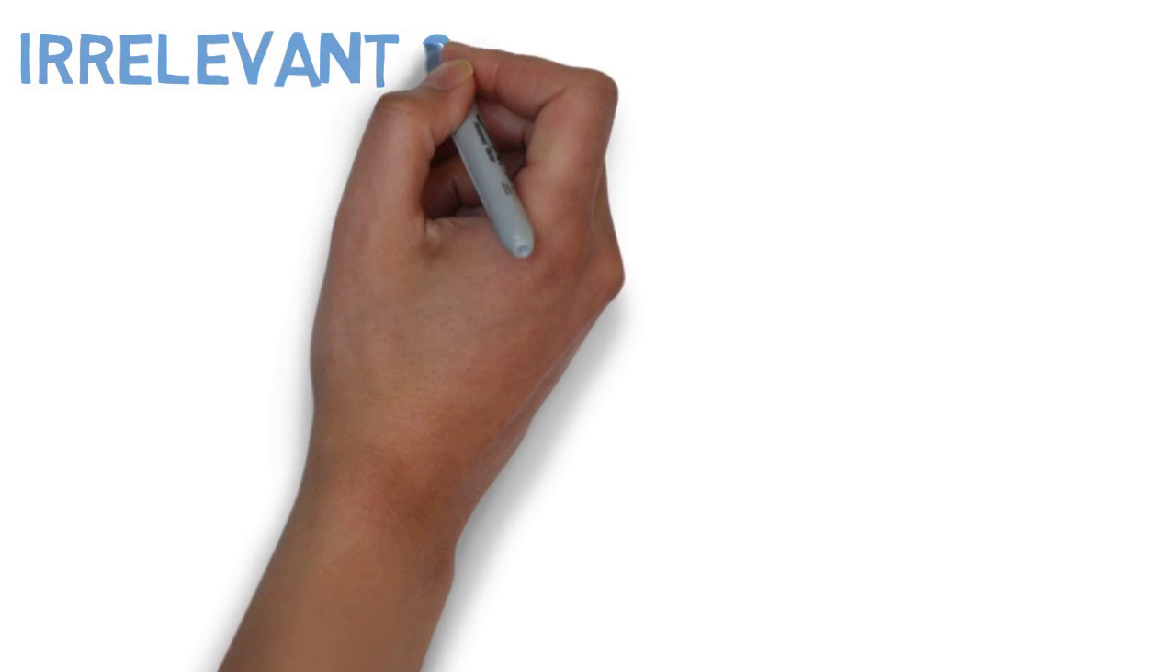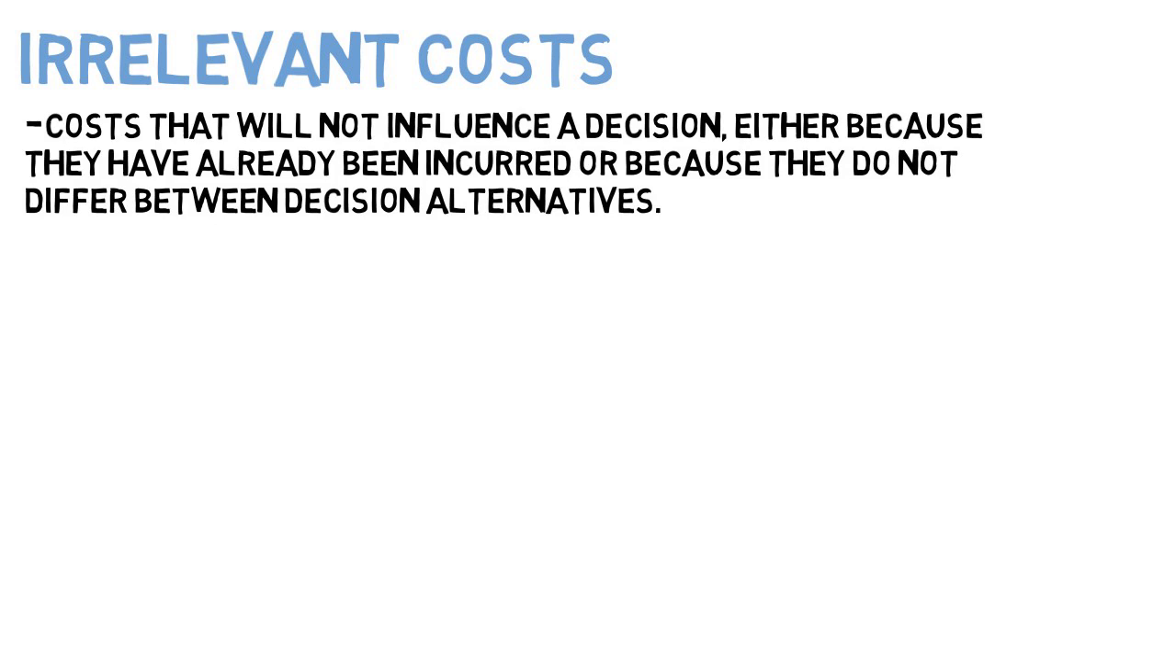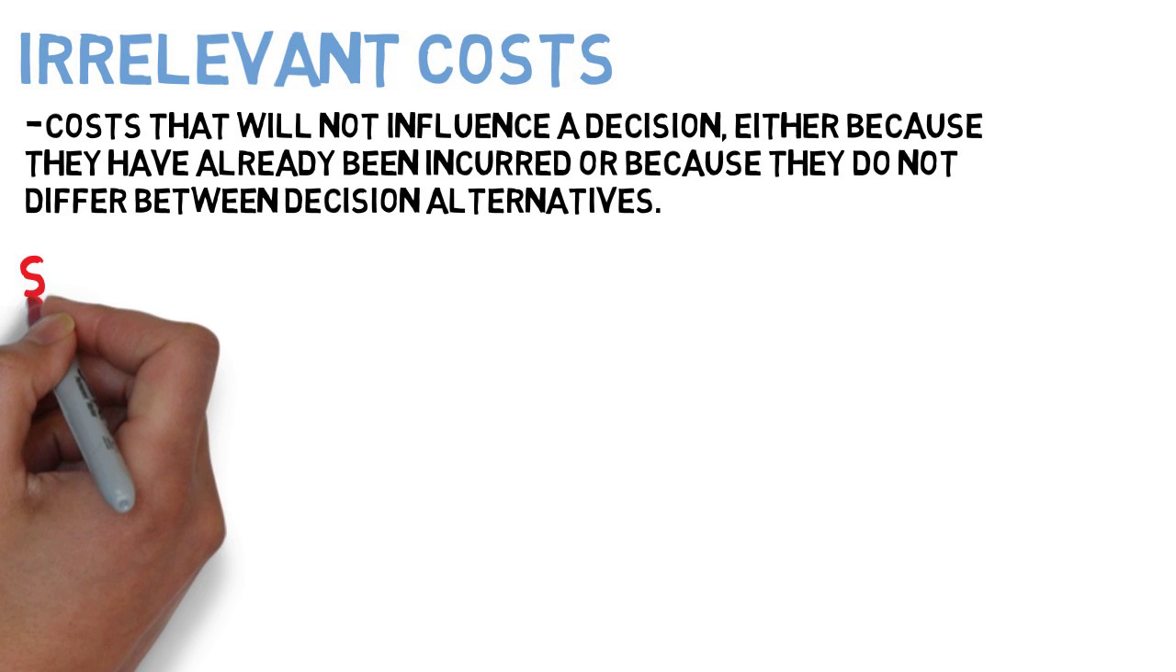Now that we have talked about our examples, let's talk about irrelevant costs. Irrelevant costs are costs that will not influence a decision either because they have already been incurred or because they do not differ between decision alternatives.